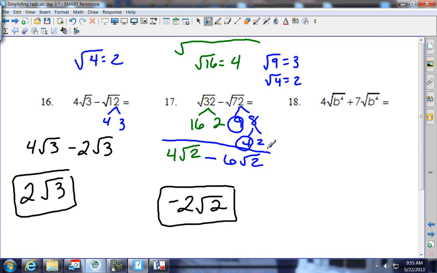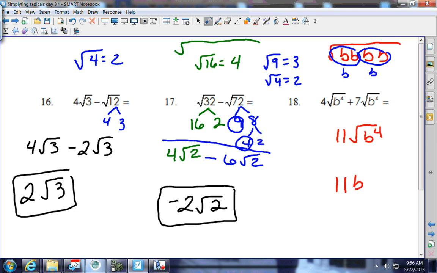Now, number 18 says b to the fourth, b to the fourth, right? So they're saying 4 plus 7 is 11 square root of b to the fourth. But this is not in lowest terms. I want you to think about this. B to the fourth means 1, 2, 3, 4. What's the rule to get out of the house? Have a pair. There's a pair. There's a pair. Right? So the answer becomes 11b squared.